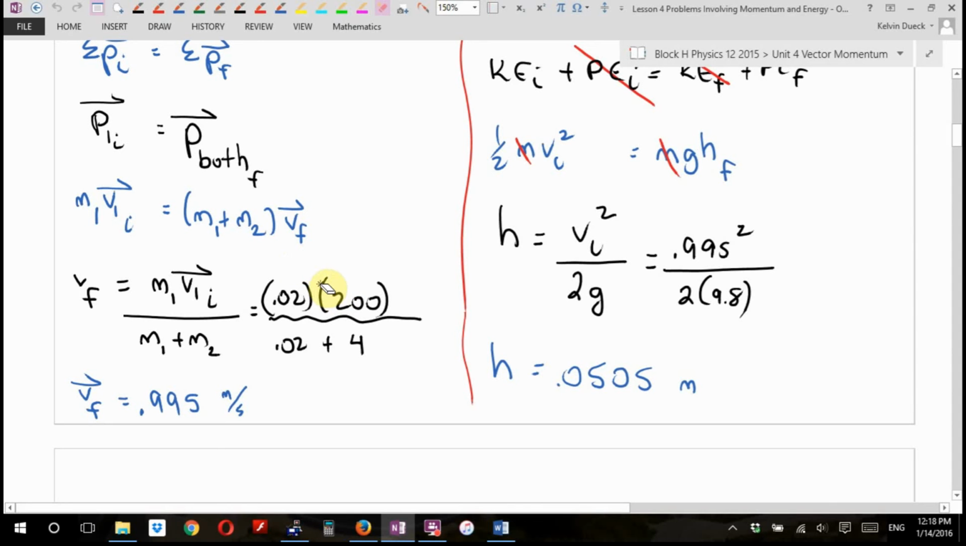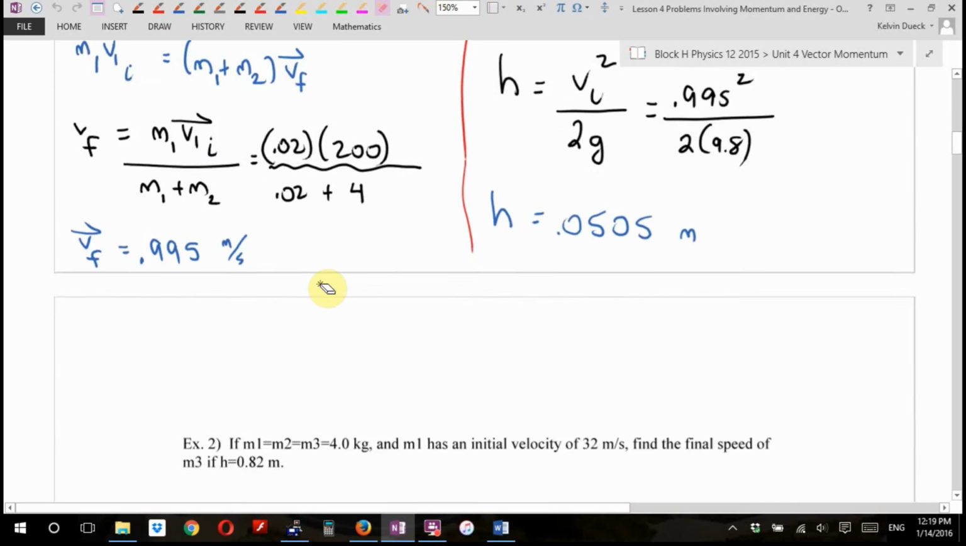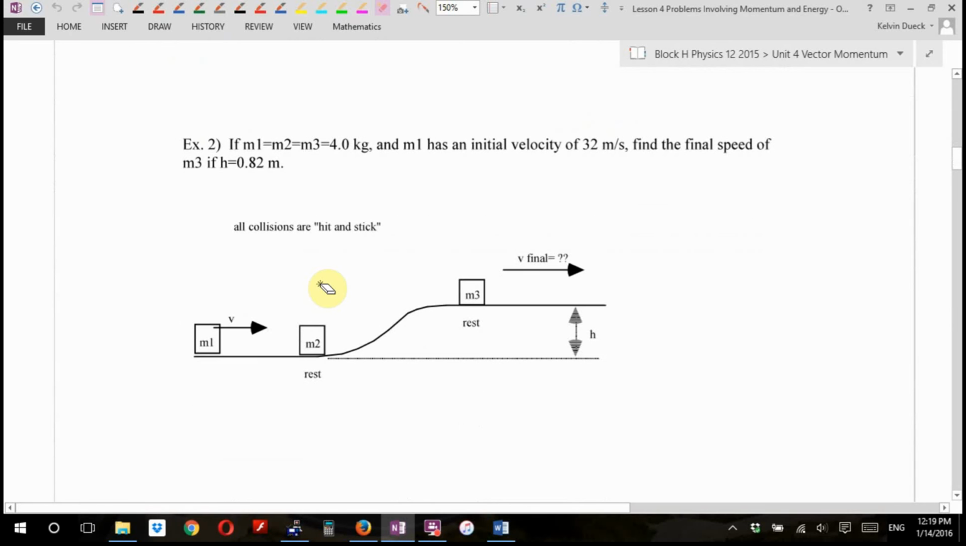So what do I mean by a question that involves momentum and energy? There's a collision and there's a change in height. Really, if you want to really simplify it. Like, here. If each mass is 4 kilograms, and mass 1 starts with 32 meters per second, find the final speed of mass 3 if the hill is 0.82 meters high. Oh, and it says all collisions are hit and stick. What's the fancy word for hit and stick? Inelastic. Okay.